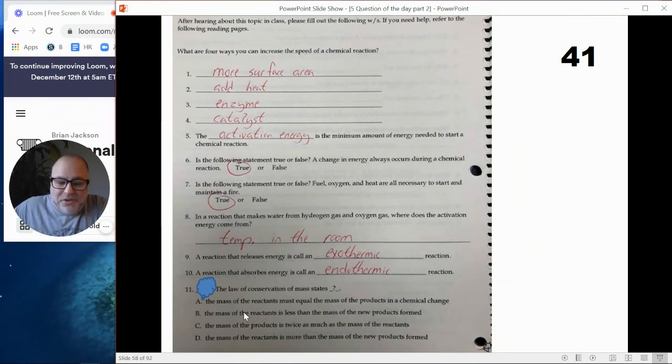And then the last one, the law of conservation of mass, right? Well, that's going to be this first one, right? The mass of the reactants must equal the mass of the products, right? You cannot create or destroy matter with chemical reactions.